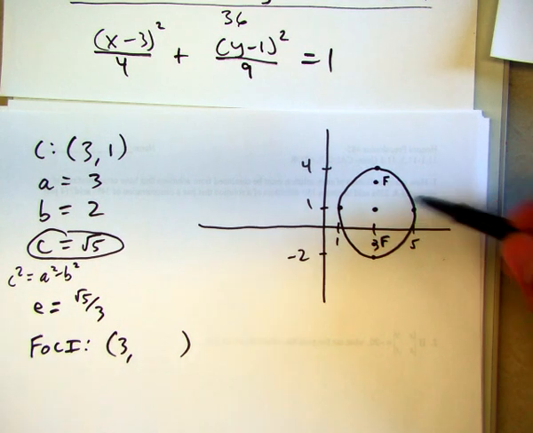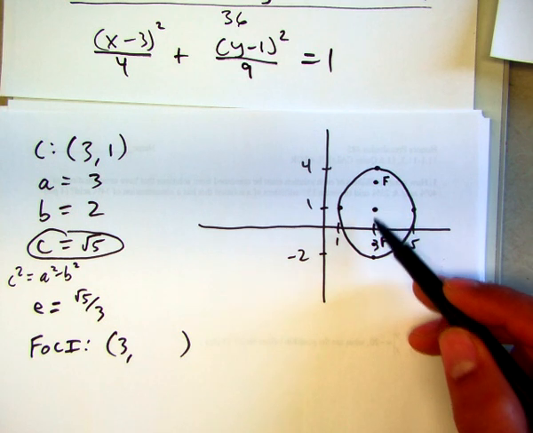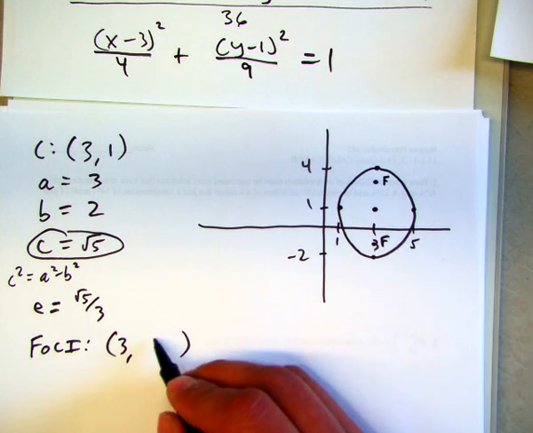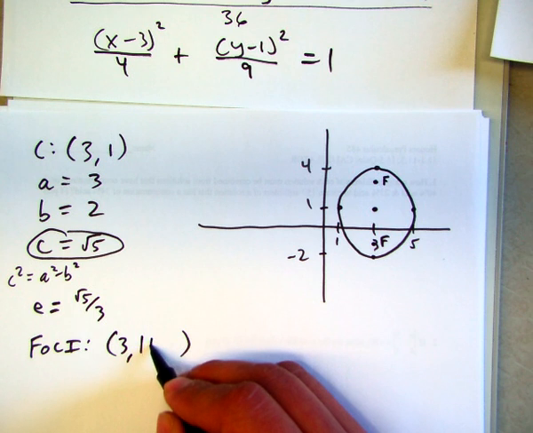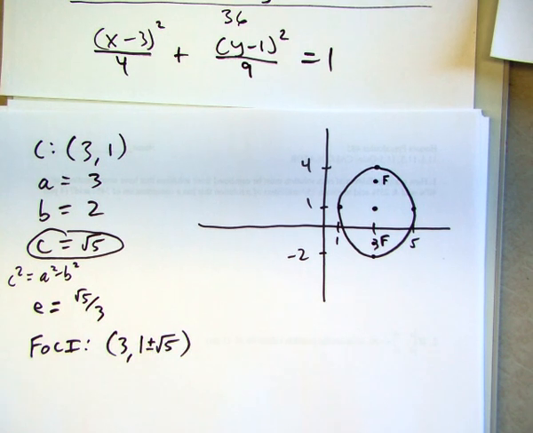We started at 1, and then I went up root 5, and then I went down. So 3 minus root 5? Plus or minus? 1 plus or minus root 5. You could write them together like that or separately. It doesn't matter. Okay? I don't know how you got that.